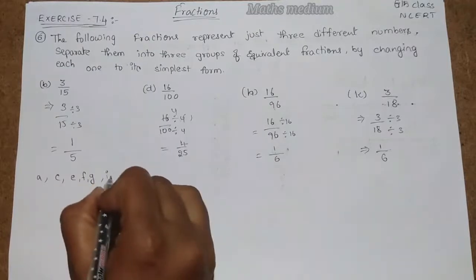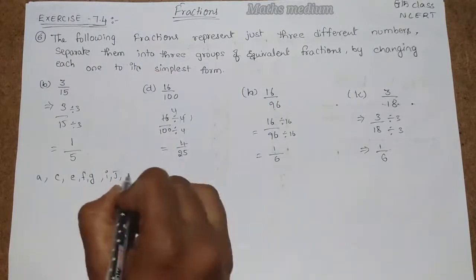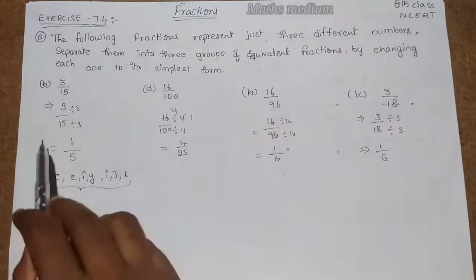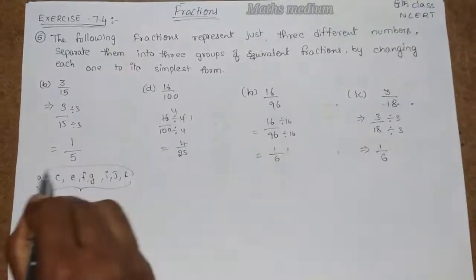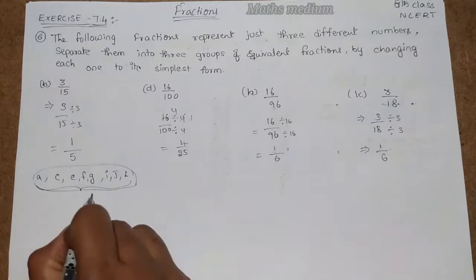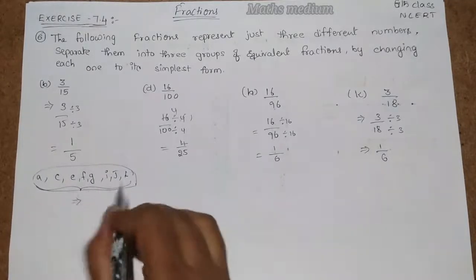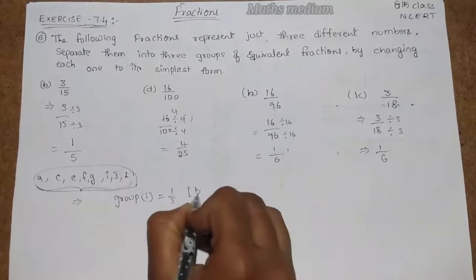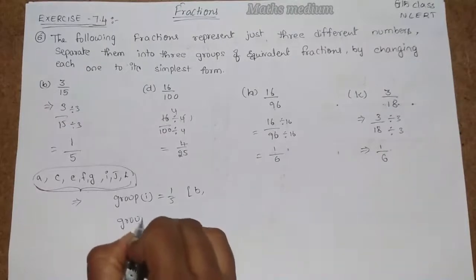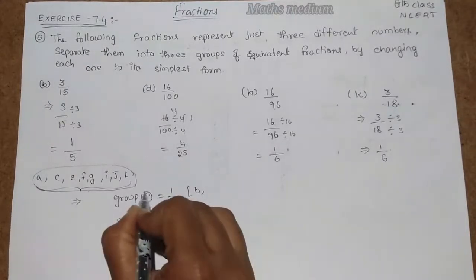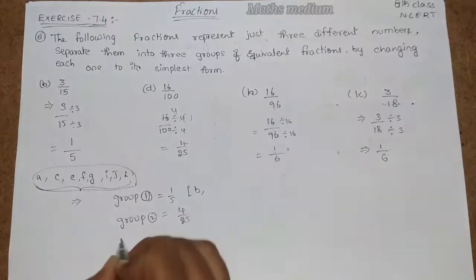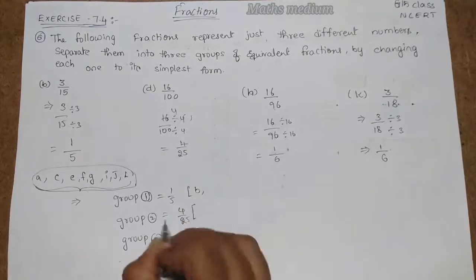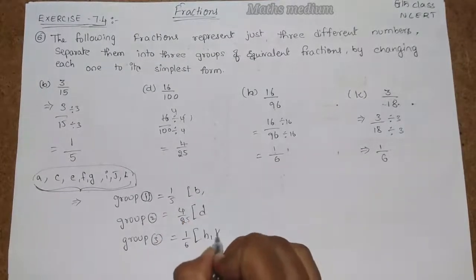If you solve the remaining questions, like here I skipped A, C, E, F, G, H, I, J, K, L. So these are the ones I skipped. So in this group, apart from these 4, we get some values according to the given question. So separate them as each group. So I am taking here as group 1, that is 1 by 4. Here I get B. And this is group 2, that is 4 by 25, and next group 3, that is 1 by 6. Here I have D and here I have H and K as well.